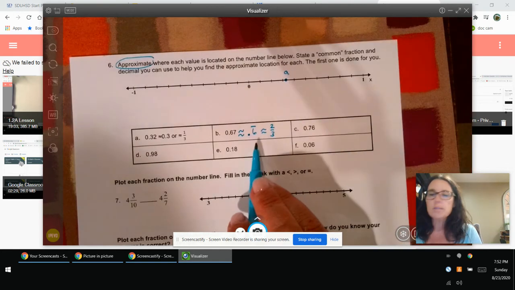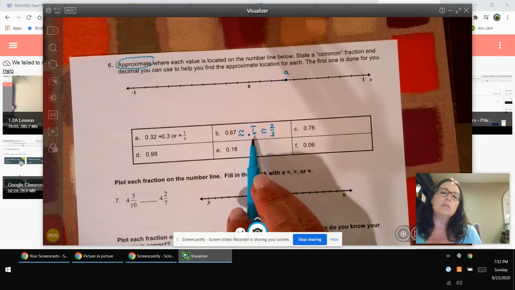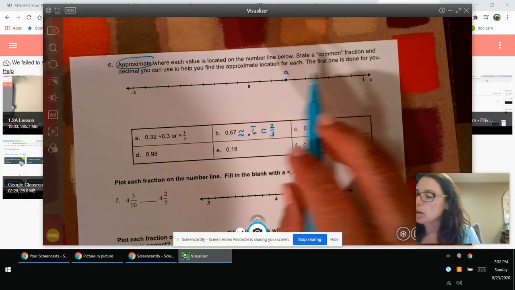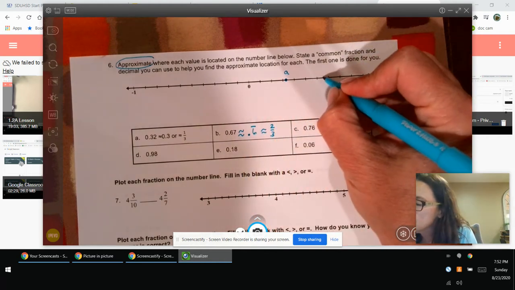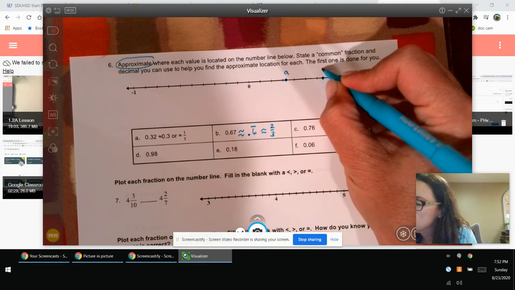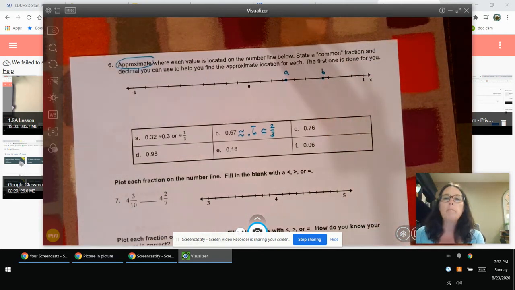Okay, well, 0.6 repeating is going to be between the 6th tick mark and the 7th tick mark. 1, 2, 3, 4, 5, 6, 7, and it's a little over halfway. So I labeled that with a B. That is not a 6, that's a B.